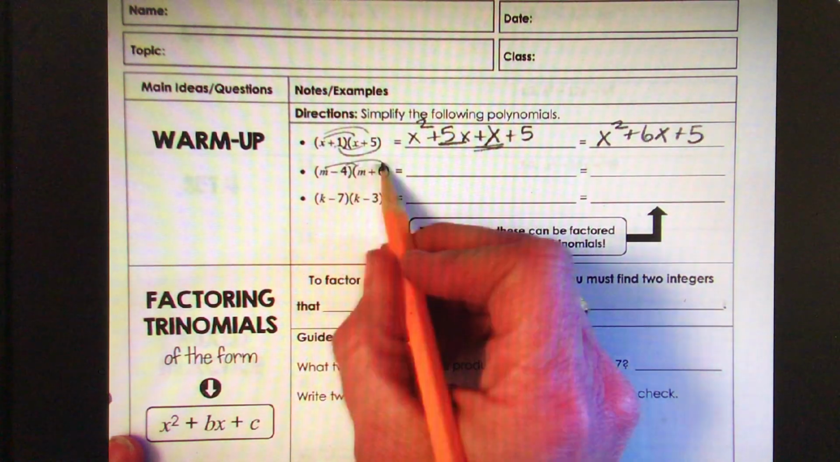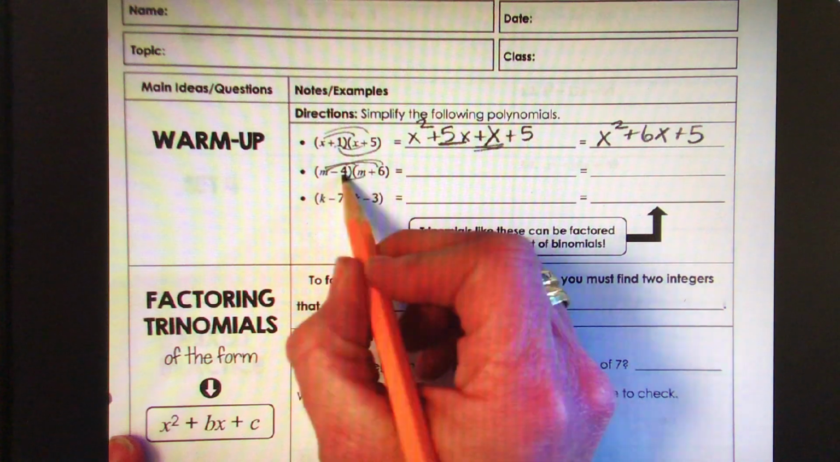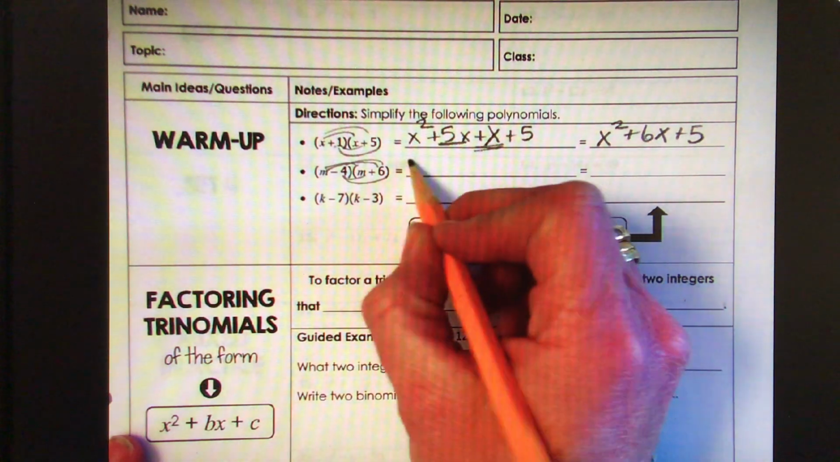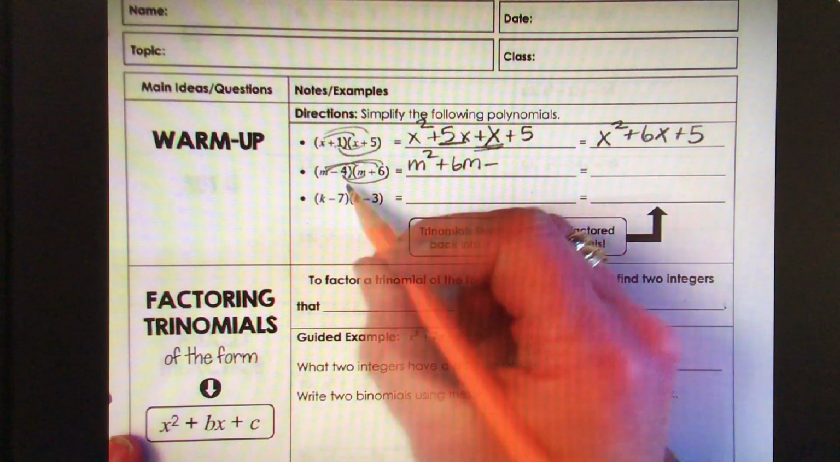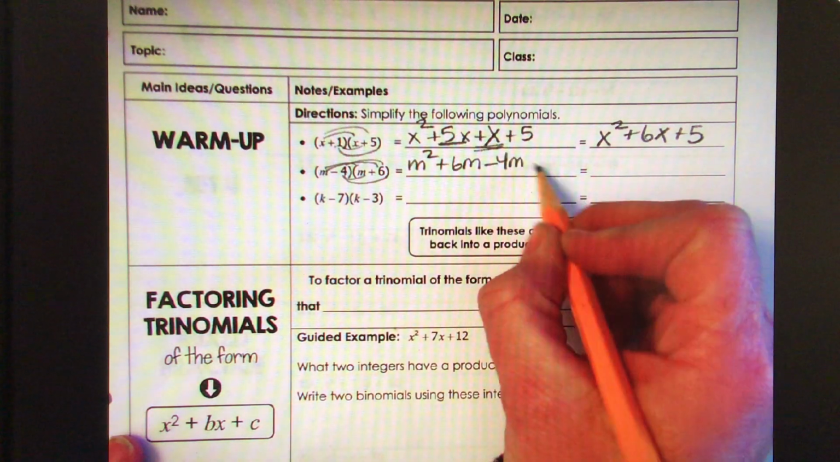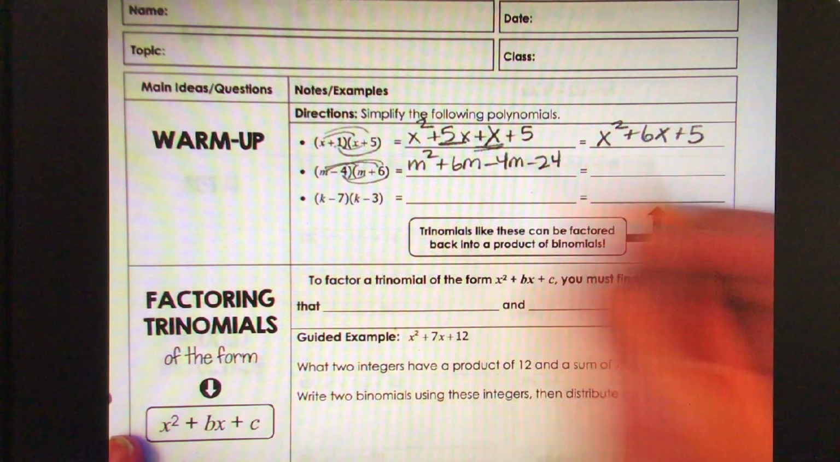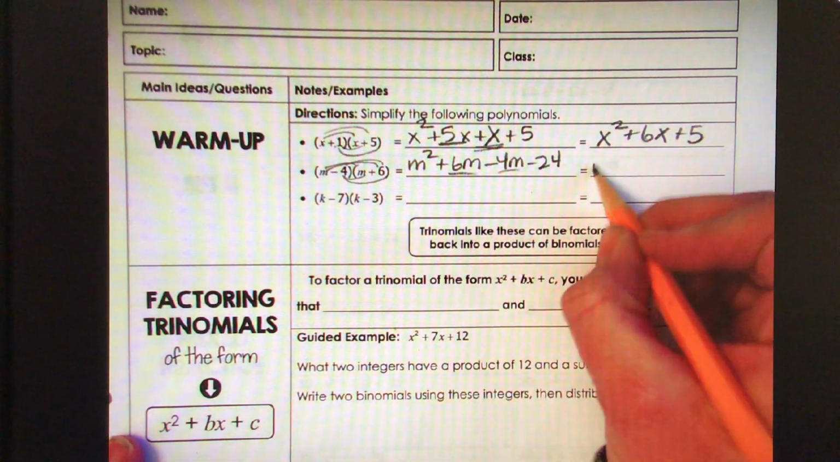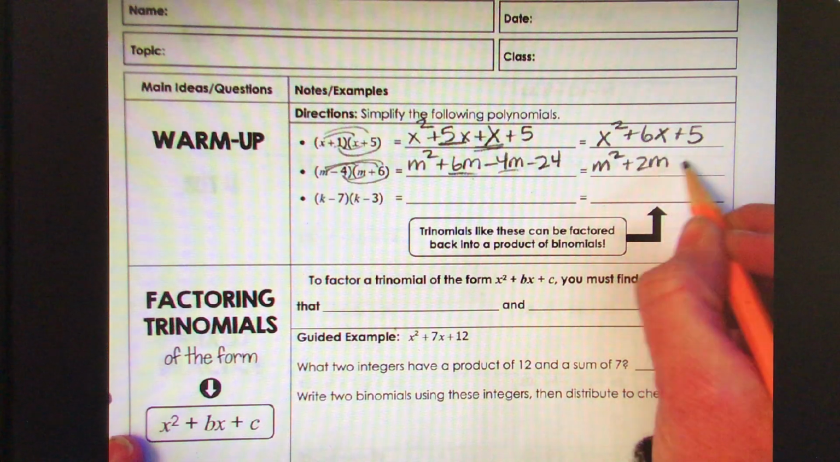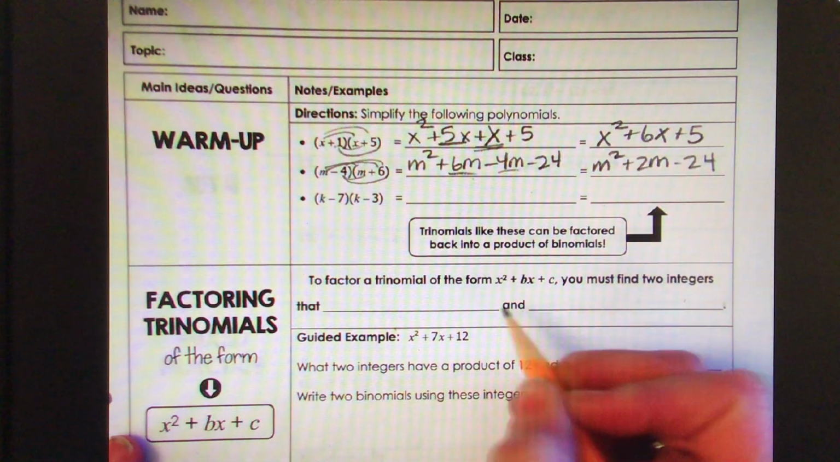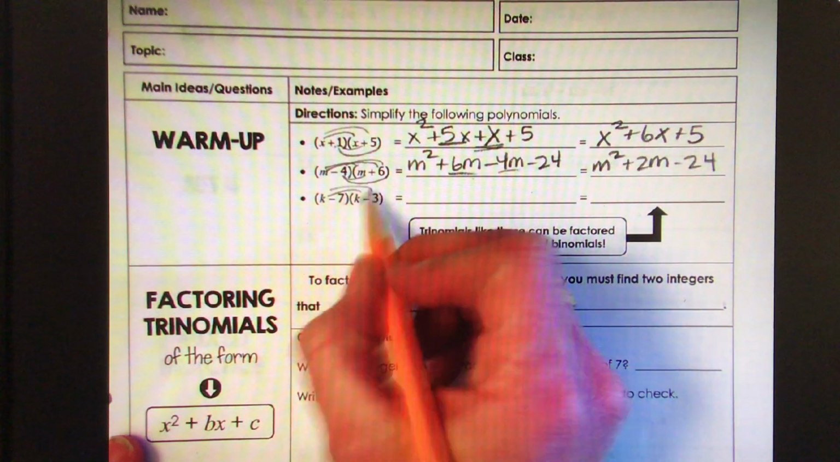Do the same thing here. And then end up with m squared plus 6m minus 4m minus 24. I'm going to combine these like terms, so I'm going to end up with m squared plus 2m minus 24.